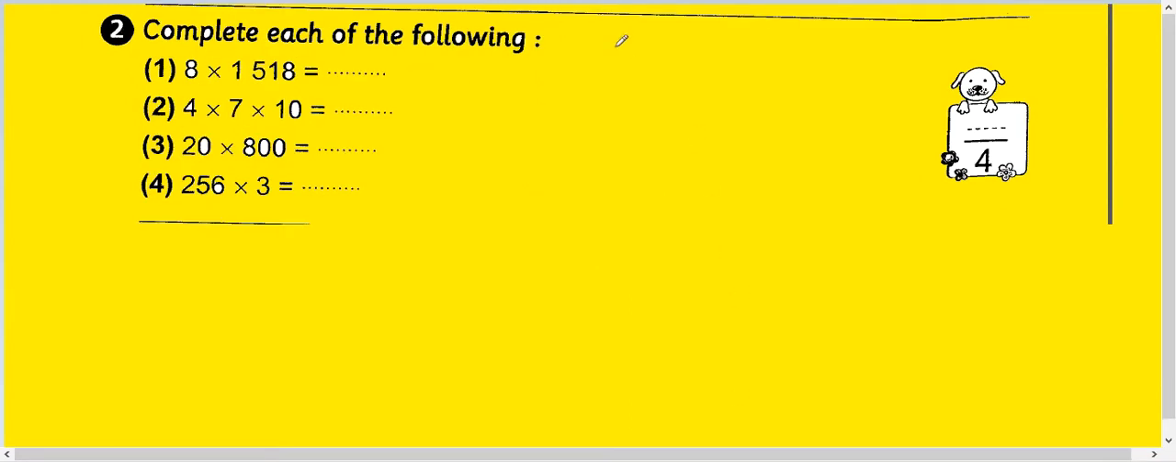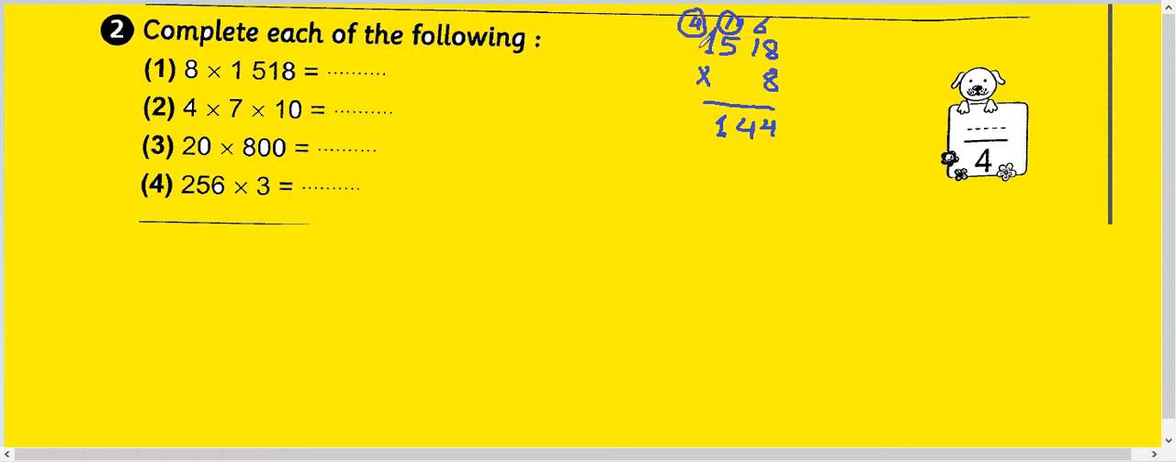Question number 2. He said complete each of the following. He gave me here question number 1. He said 8 times 1518. We can say 1518 times 8. 8 times 8 equals 64. Here we write 4 and carry up 6. 8 times 1 equals 8. Count after 8, 9, 10, 11, 12, 13, 14. 14, we write 4 down and carry up 1. 8 times 5 equals 40. 40 plus 1 equals 41. Here we write 1 and carry up 4.